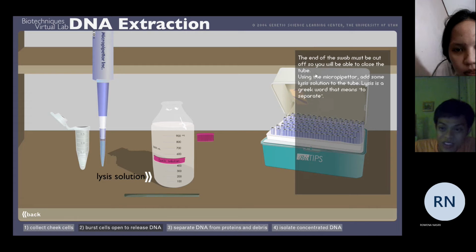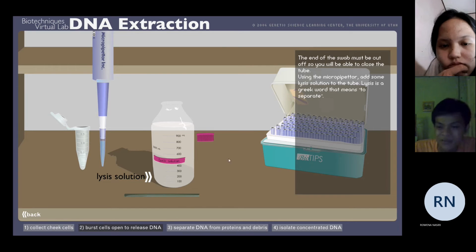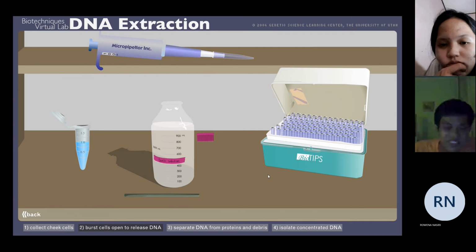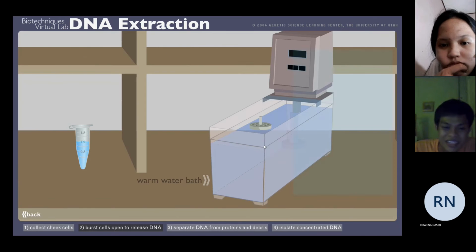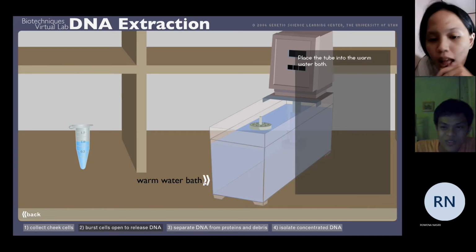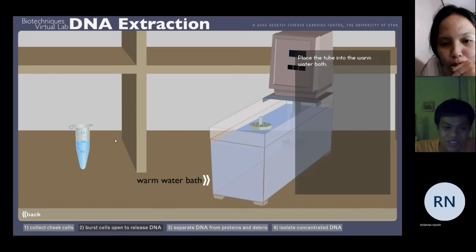The end of the swab must be cut off so you will be able to close the tube. Using the micropipetter, add some lysis solution to the tube. Lysis is a Greek word that means to separate. May sinabi na rin yung meaning dito yung lysis solution. Yung magse-separate siguro yung mga debris at saka yung DNA from yung sample container natin. Nilagay niya ang lysis solution using a micropipetter. Warm bath. Place the tube into the warm water bath.